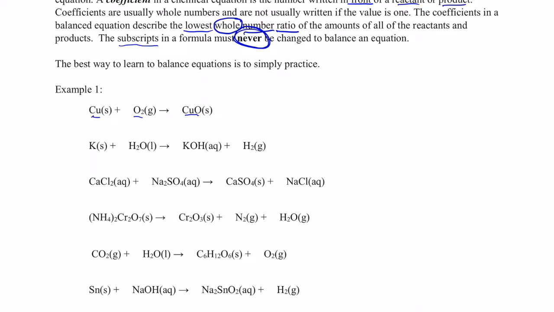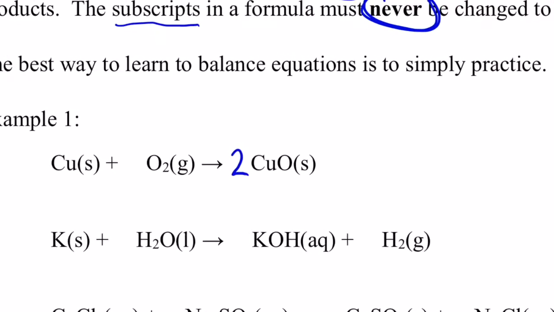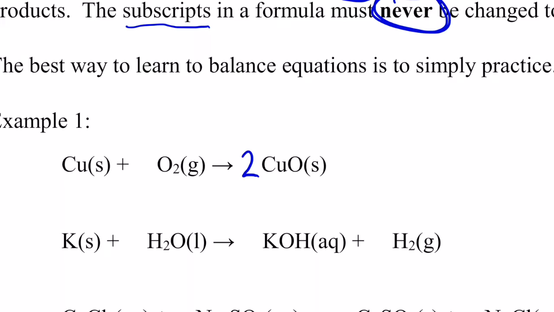Now, there's 1 copper on this side and 1 copper on the other, but there's 2 oxygens on this side and only 1 over here. So, how do we balance those? Well, let's take a look. If I were to put the coefficient 2 in front of CuO, wouldn't that now give me 2 oxygens on the product side? That would mean I have 2 copper 2 oxide units formed. That gives me 2 oxygens. But of course it also gives me 2 coppers. So I need to balance the copper on the other side because I've only got 1 of those.